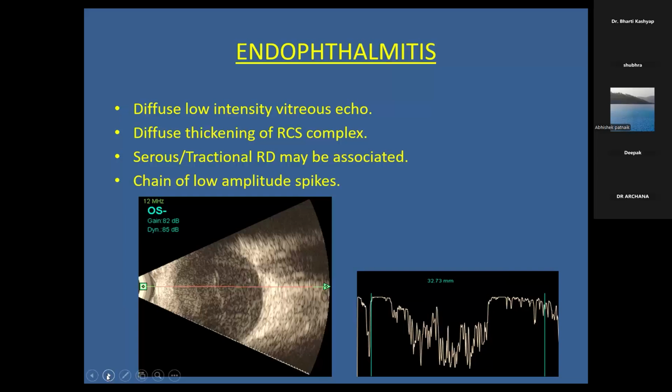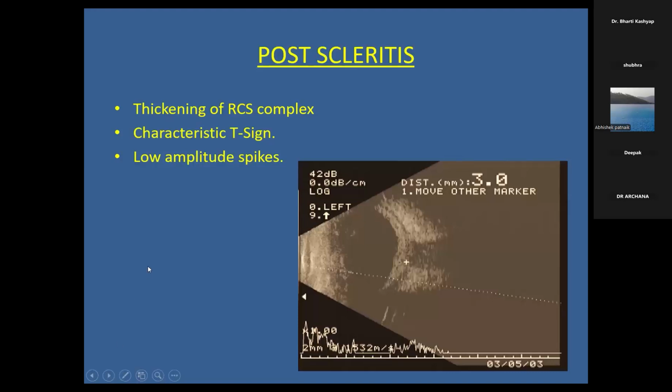If the endophthalmitis further advances, then we sometimes get an inverted T sign where the subtenon fluid may be present. And in further complicated cases, there may be some traction RD also associated. So a chain of low amplitude spikes and low intensity vitreous echoes are present, just like vitreous hemorrhage. But we need to corroborate with our clinical findings, where the patient may be complaining of pain or anterior segment inflammation also. Posterior scleritis is a kind of extension of the endophthalmitis, as I told, and it is characterized by this T sign where we get subtenon fluid present, which gives the appearance of an inverted T sign.